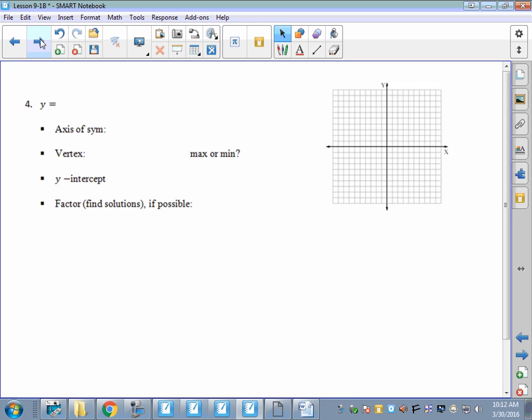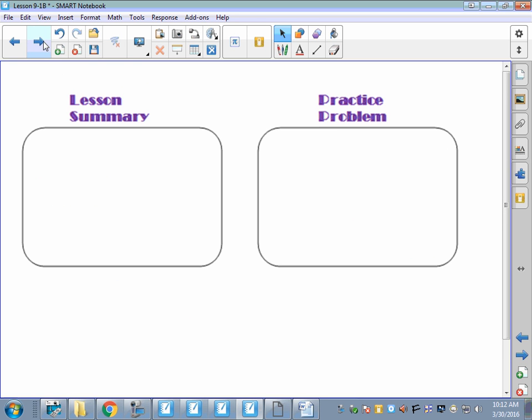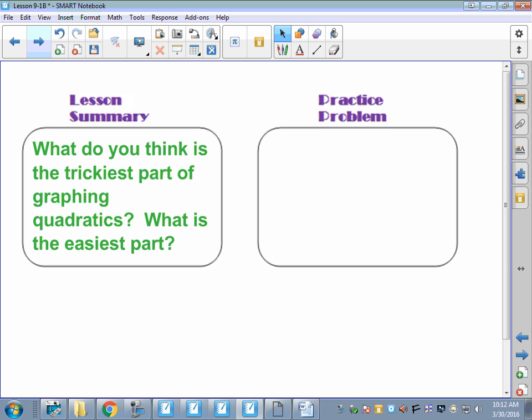All right, so I left a couple blanks here because I'm going to ask you to use number 5 for the lesson summary. So first of all, in this box, please write down what you think is the trickiest part of graphing quadratics and what's the easiest part. So that could be all the way from figuring out what the values are, using -b/2a, putting stuff on the graph, making an xy table. There's so many things involved. So what do you think is the trickiest and the easiest parts of graphing these quadratics?